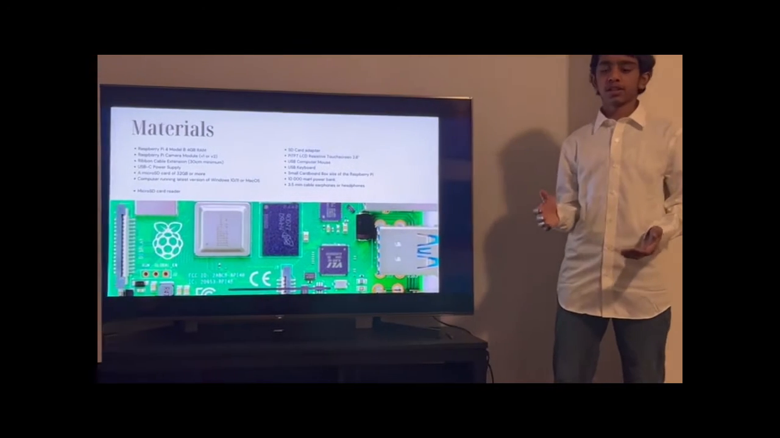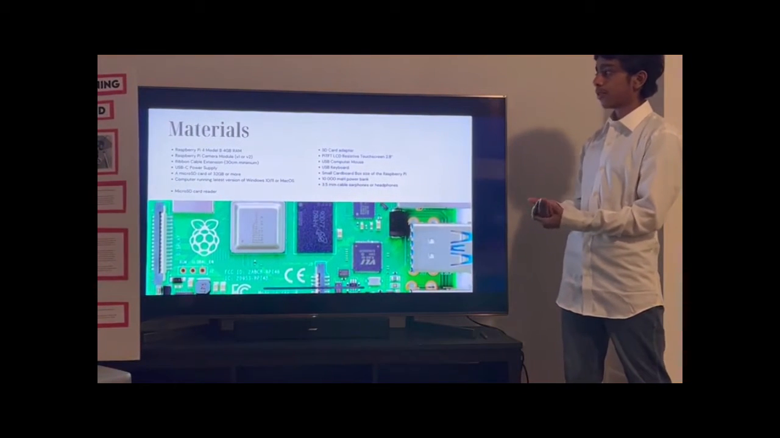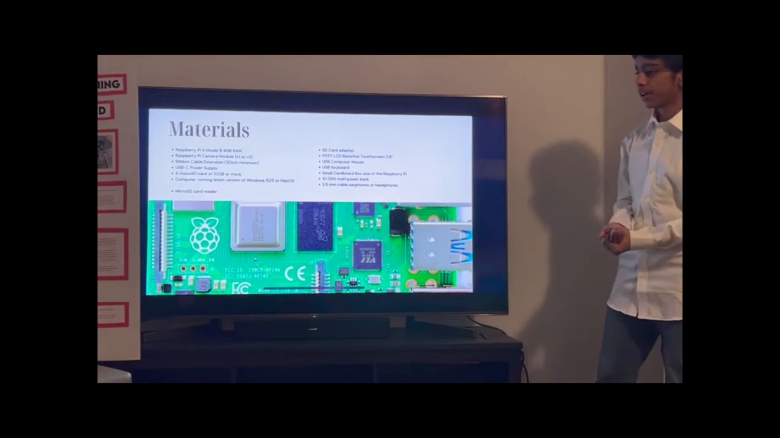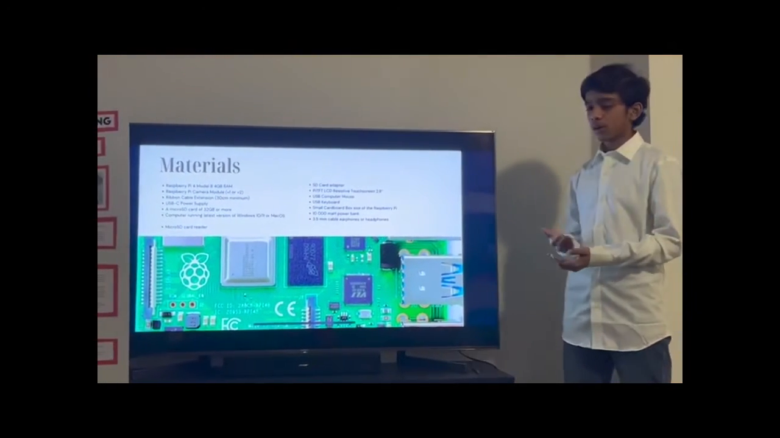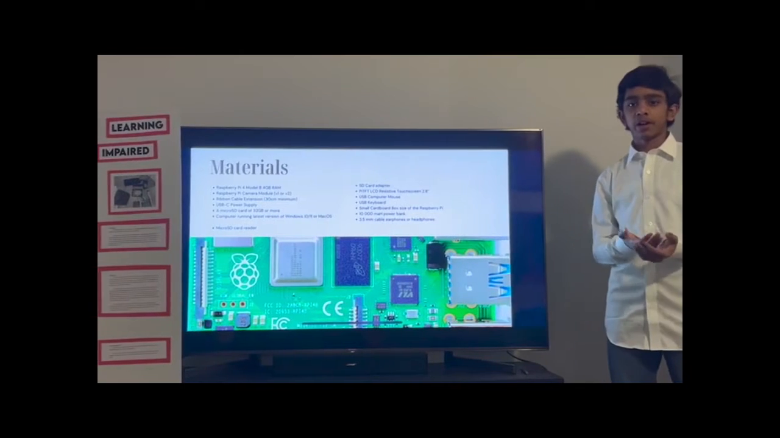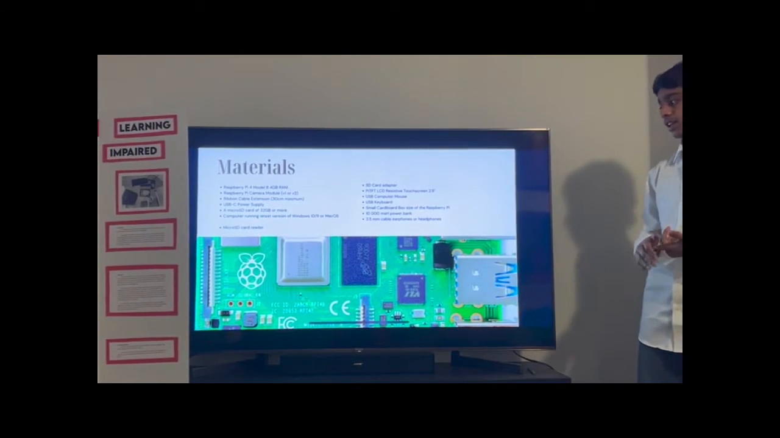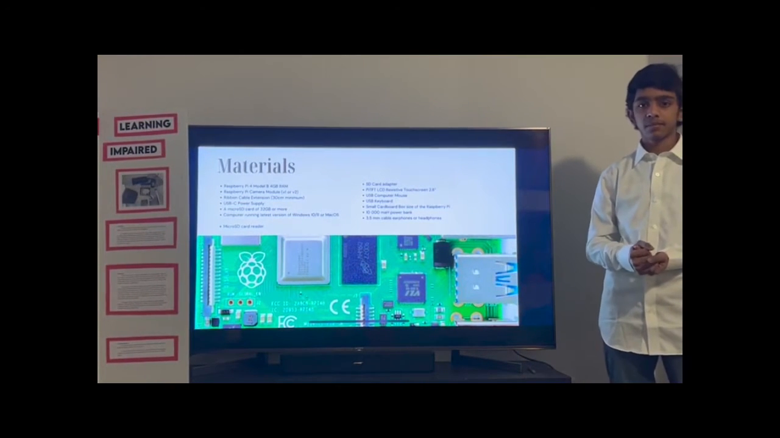So a few of the materials I used for this are obviously the Raspberry Pi 4 with 4 gigs of RAM, the Raspberry Pi camera, the Pi TFT touchscreen, a power bank, and definitely an audio output, so earphones, headphones, or a speaker.